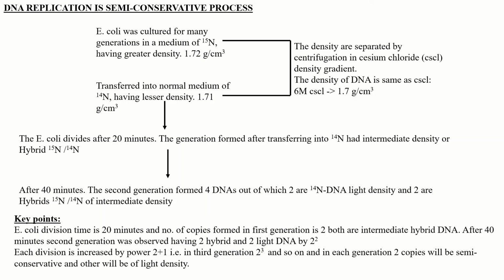Now further, as the generation keeps on increasing, the number will increase by 2 to the power n. So in the case of the third generation, it will become 2 to the power 3 and so on as the generation keeps going. Now in each generation there will be 2 copies which will be of semi-conservative nature and the others will be of light density. So this is again important to remember. This key point is very important. Please note it down or save this.